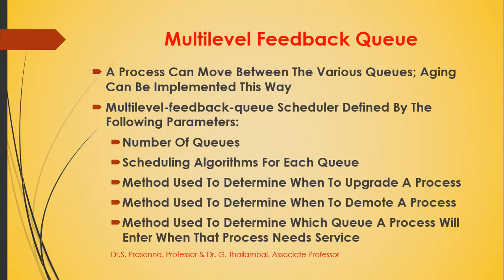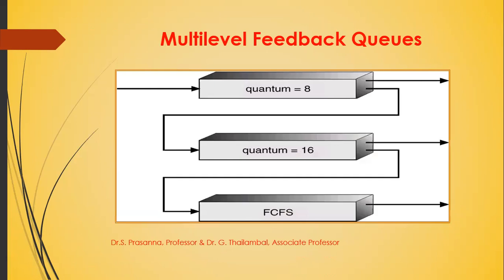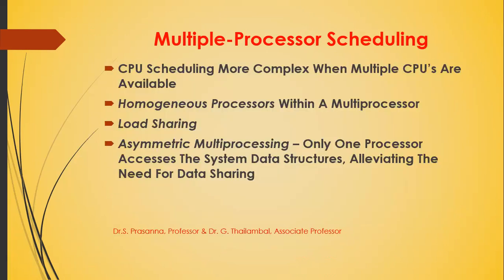So there is a method for when to give the highest priority to the process, and when to demote a process, to make it a lower priority process. And the method used to determine which queue a process will enter when that process needs service, because we are going to follow so many queues. The time quantum for the queues will be given as either 8 or 16, and the background process will be using the FCFS scheduling in the same way.